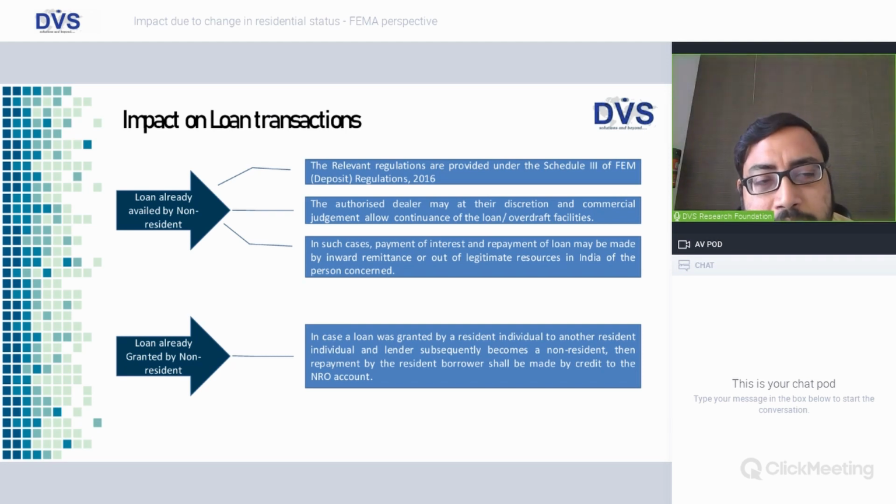So it is very simple. In the case of any non-repatriable investments, you can say that all the proceeds should go only to the NRO account. There is no ambiguity in this part. It's very clear.